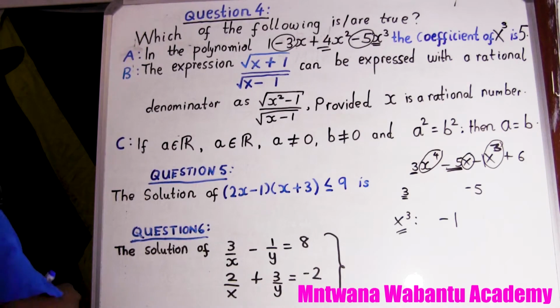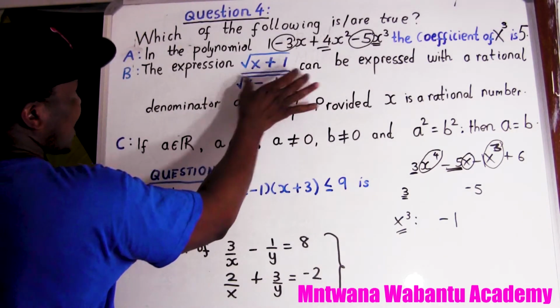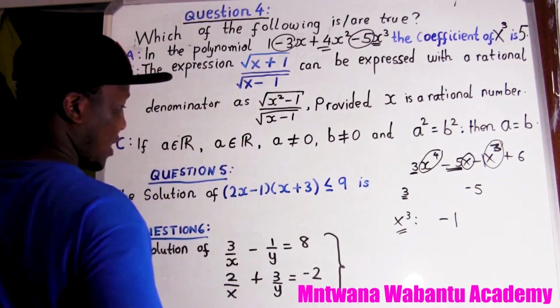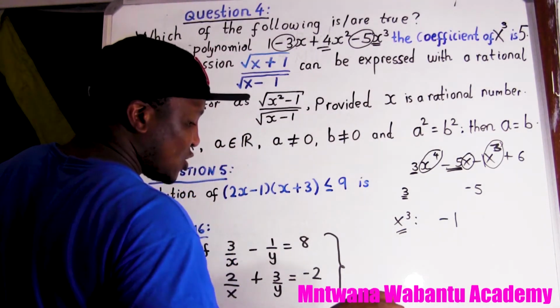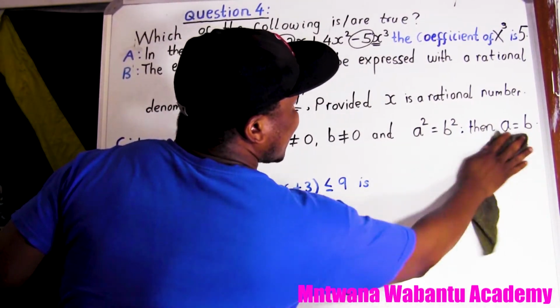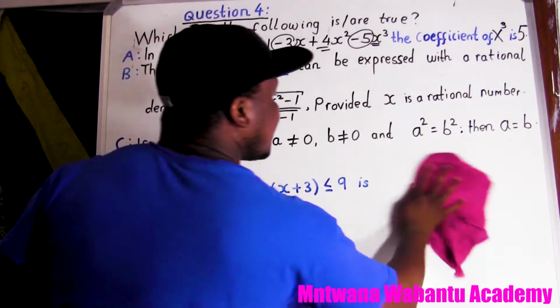For the second one, they say this expression can be expressed with a rational denominator. Okay, there's something called rationalizing the denominator. Let me explain to you what I mean by rationalizing the denominator. Very easy.